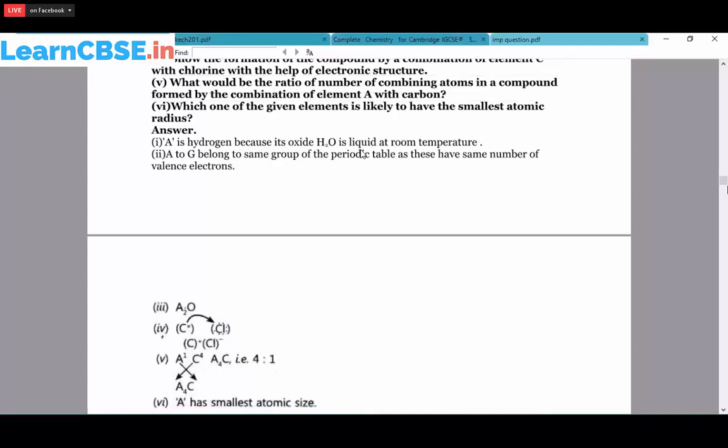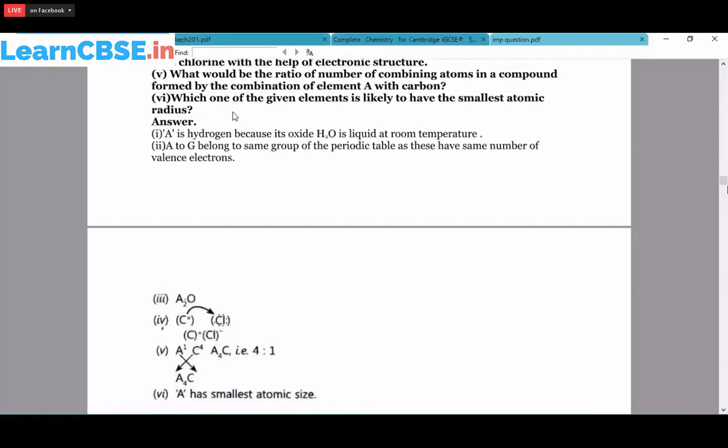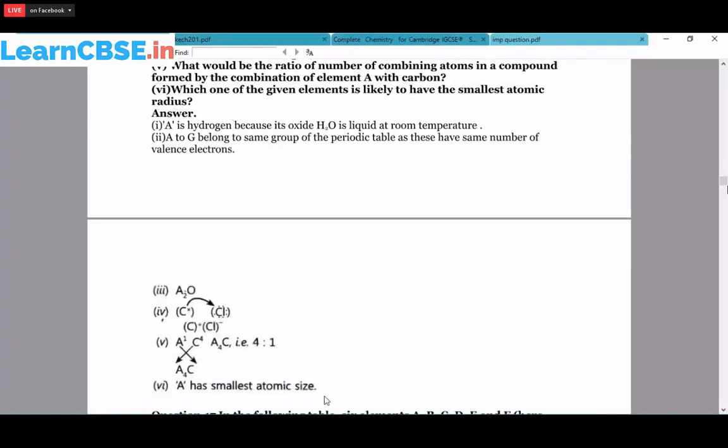Okay, the ratio is 4 is to 1, so already we have given over here. So which one of the given elements is likely to have the smallest atomic radius? So definitely the A is having the smallest atomic size because when we are moving down the group, the atomic size increases due to the increase in the number of the outermost shell.